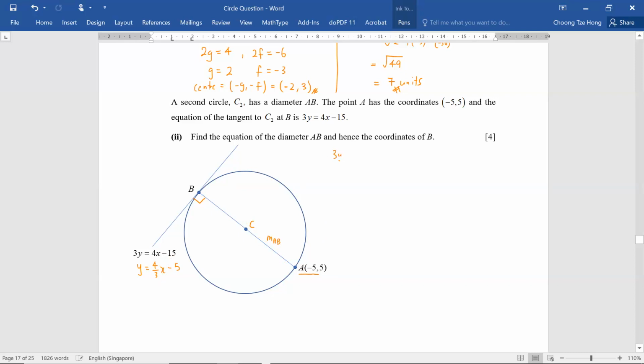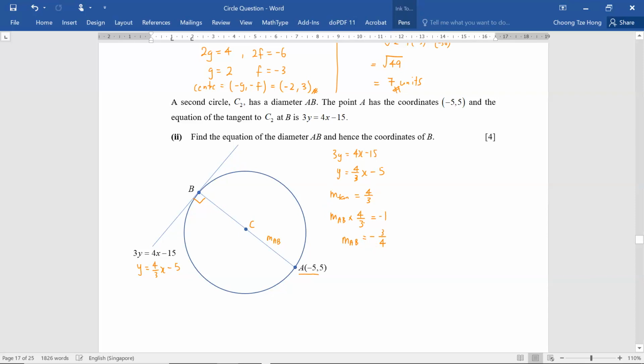So 3y equals 4x minus 15, right? So y will be 4 over 3x minus 5. So from here, we can tell that the gradient of this tangent is equal to 4 over 3. And because AB is perpendicular to the tangent, the gradient of AB times the gradient of the tangent is going to give me negative 1. So the gradient of AB will be negative 3 over 4, right?